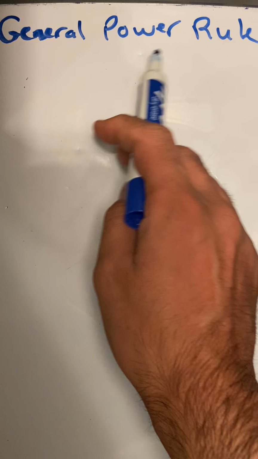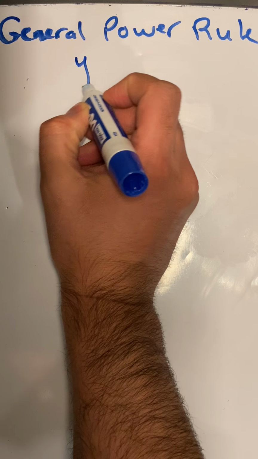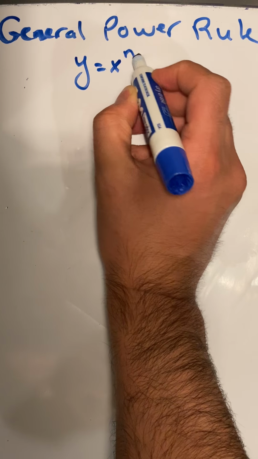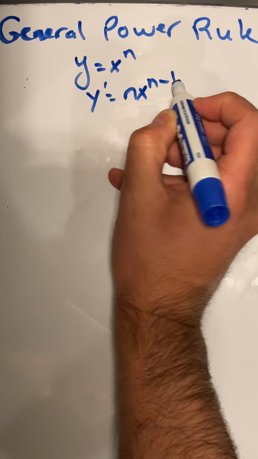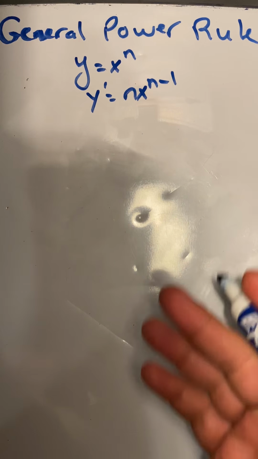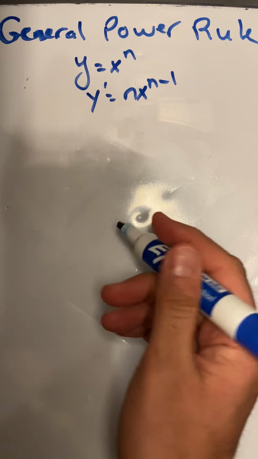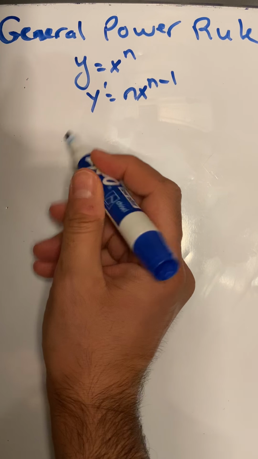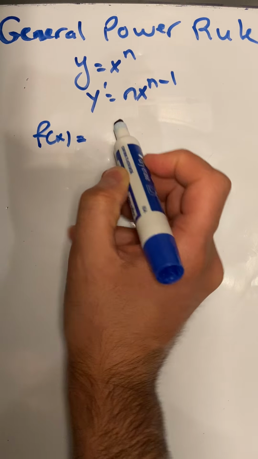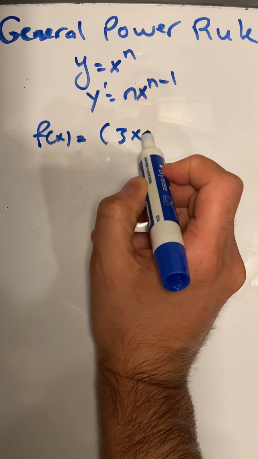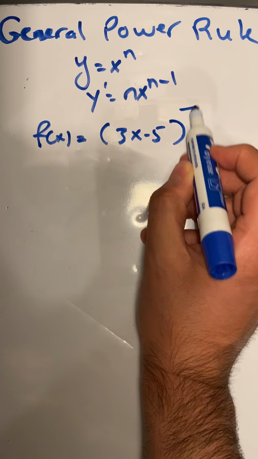In this tutorial, I'm going to show you the general power rule. The specific power rule was like y equals x to the power n, then y prime equals n times x to the power n minus 1. Now, here we're going to generalize this to a broader perspective. Let's say f of x equals (3x minus 5) to the power 7.